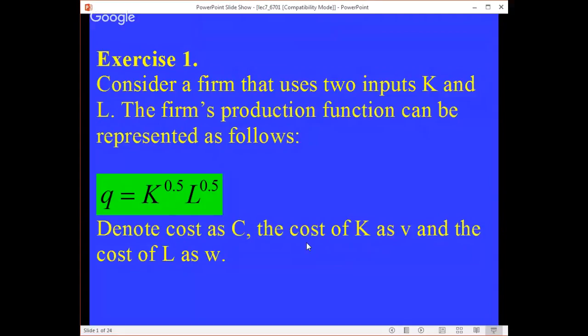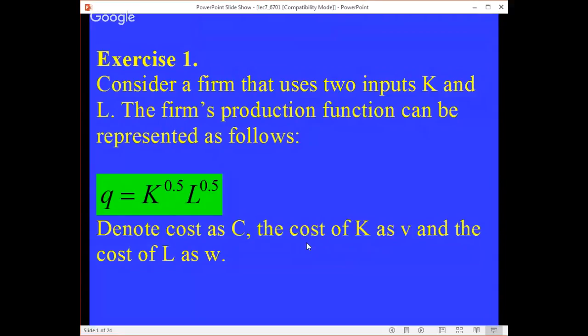So remember, a Lagrangian, right? You have an objective, and you have a constraint, at least one constraint. So the objective function always goes first, right? That's what we're trying to maximize or optimize. In this case, we're trying to minimize it, given our constraint, and here our constraint is technology, our production function.